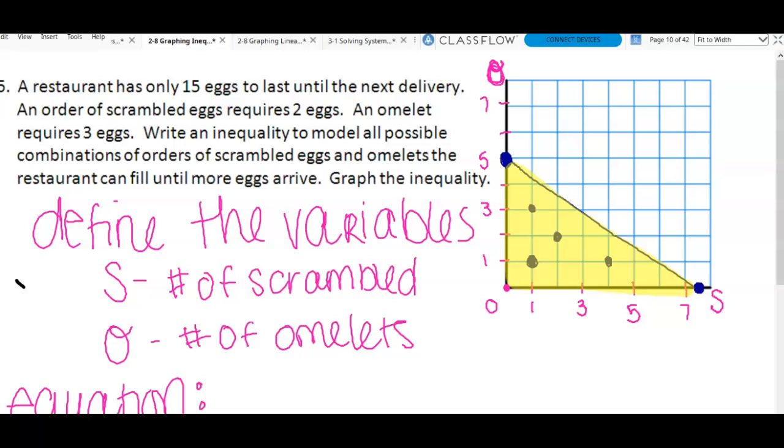And then it might say, can I make 7 scrambled eggs and 7 omelets? No, because it's outside my shaded region. Can I make 3 scrambled eggs and 2 omelets? Yeah. Okay, that is the point of linear inequalities.